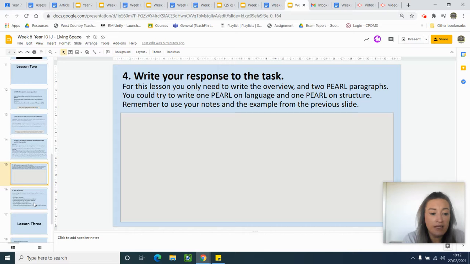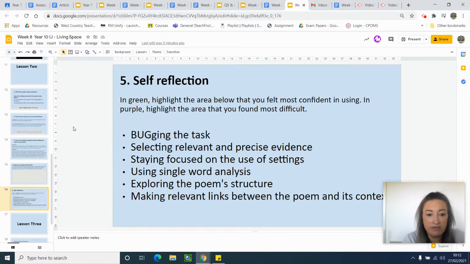And then lastly, after you've done your writing, you can do a bit of self-reflection on what you found difficult and what you found easy in this lesson. Okay, guys, well done. I'm going to do a separate video for lesson 3 and to explain what your assessment will be this term.